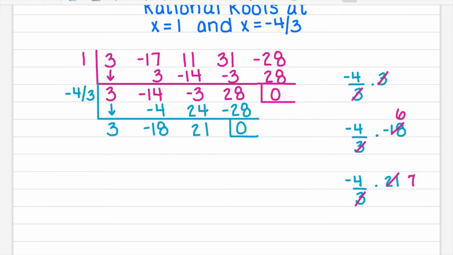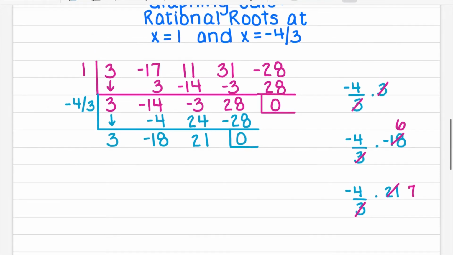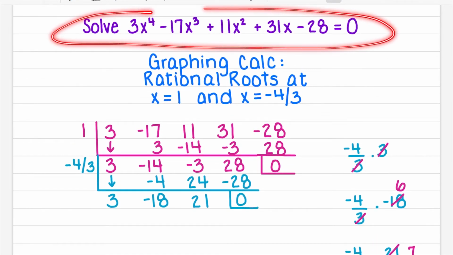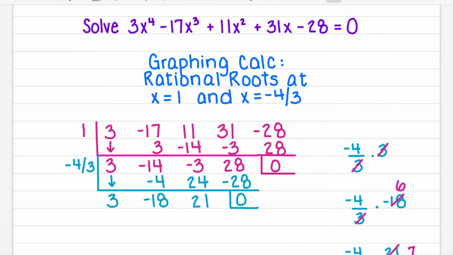Okay, so now we have this depressed equation. Now we don't have to do this next piece, but I do like to do it. I want to now go back and rewrite this polynomial equation in fully factored form based on what we have so far. So x equals 1 as a factor would be written as x minus 1. And then x equals negative 4/3 would be x plus 4/3. There are things that we could do to make it so that it's not a fraction in there, but we're just going to leave it. It's not important at this time.